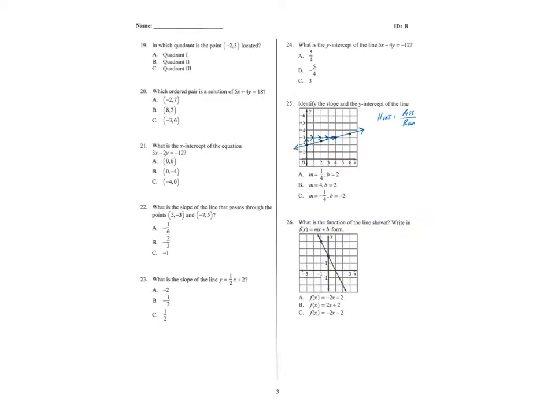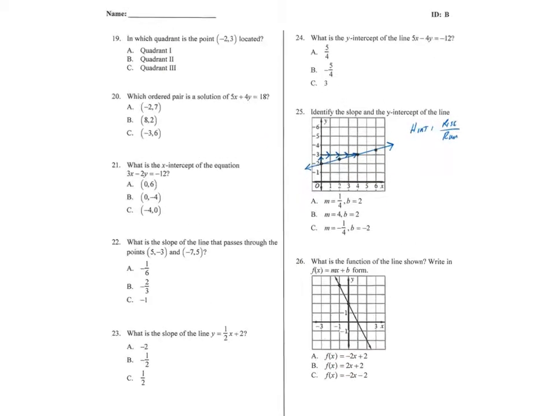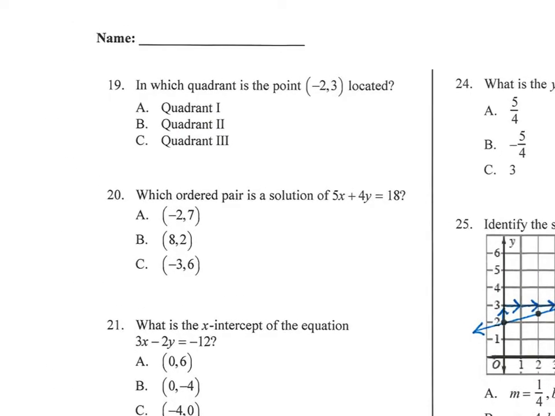Okay, 19. So on number 19, let's zoom in. As soon as I hit the zoomer. There we go. All right. Remember, on a ordered grid, so this point, -2 and 3, he'd be over here. Which quadrant would that be? 1, 2, or 3?